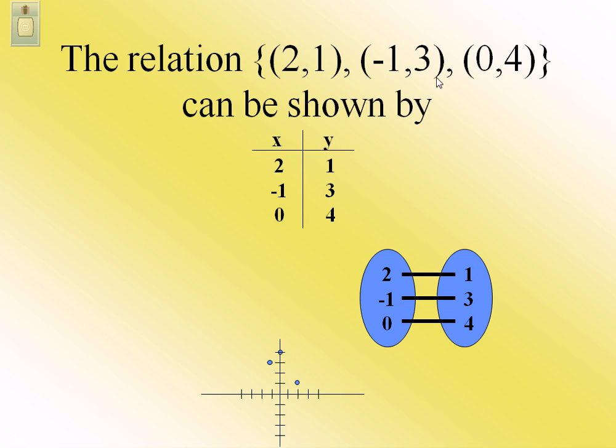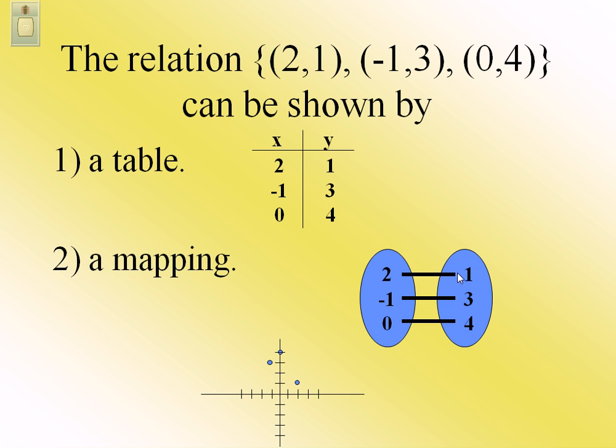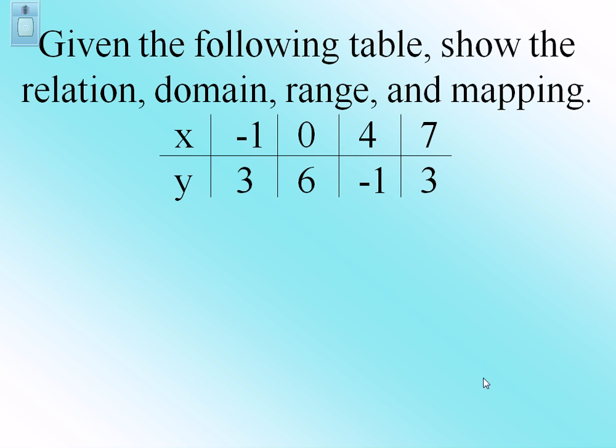All right, so here's our relation. 2, 1, negative 1, 3, 0, 4. And it can be illustrated several different ways. Here we have it illustrated as a table. So we can take that relation and display that information in a table. This is a mapping. Now usually our mappings have arrows to show us our input versus our output. So they would have arrows here. Or we could have a graph.